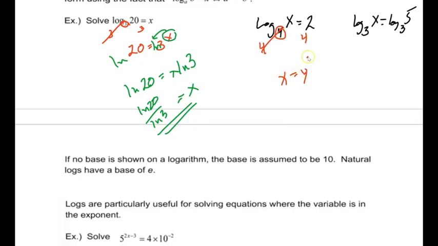X equals 4 squared, also known as 16. Over here, same thing. There's a log on both sides. That makes it even easier. Take the base of both sides. You get x equals 5. Right? That's how you solve that problem.